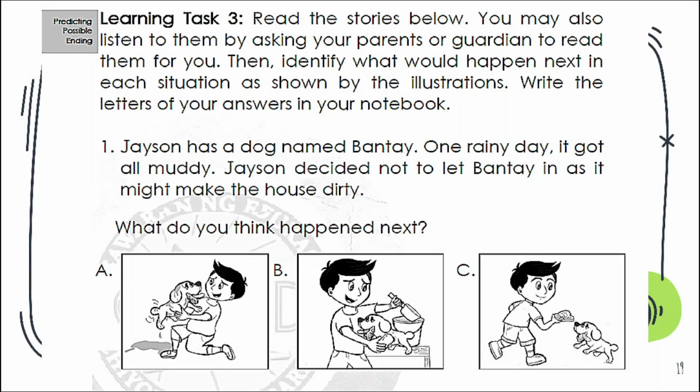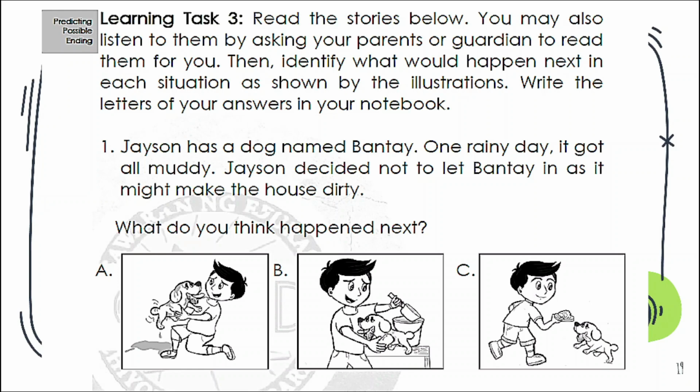For learning task 3, read the stories below. You may also listen to them by asking your parents or guardian to read them for you. Then, identify what would happen next in each situation as shown by illustrations. Write the letters of your answers in your notebook.